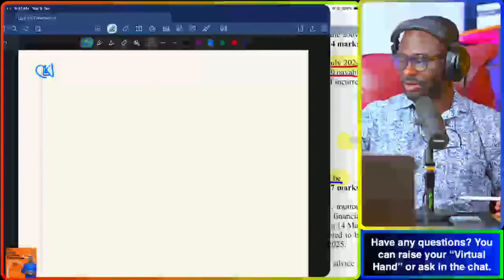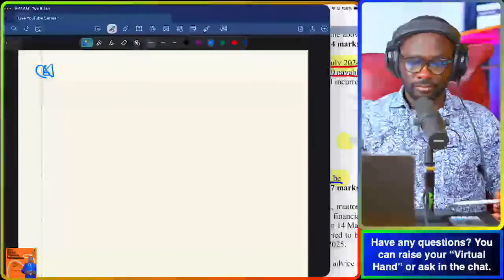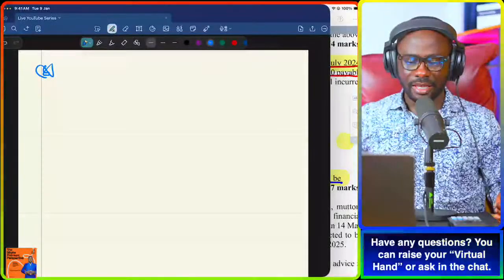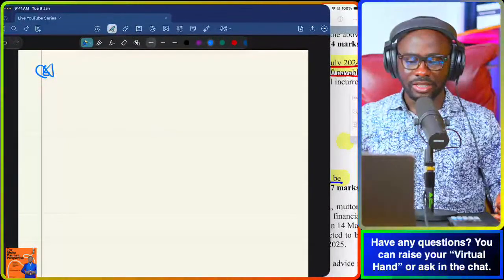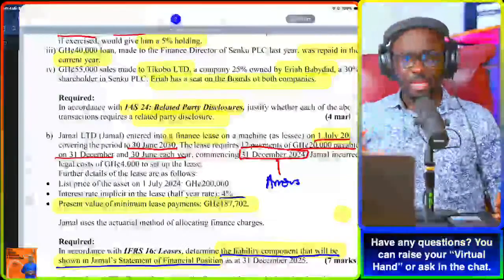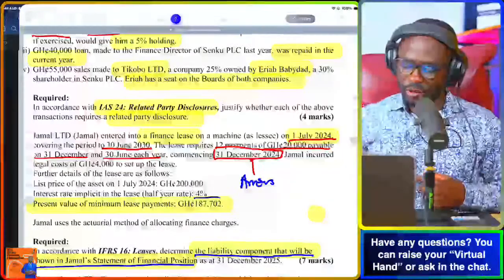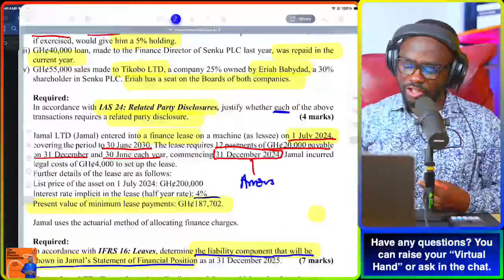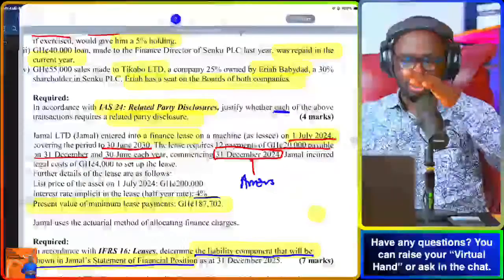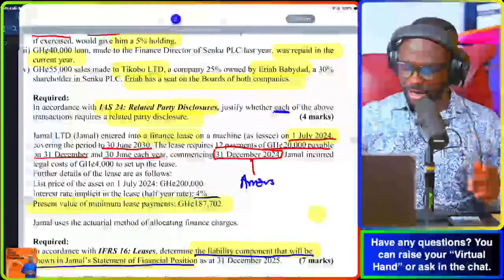I'm seeing a question coming up here. Ruth said, can you pull all together and say it is related party and needs a disclosure in the notes? No, you can't do that. You read all of them, then you put the answer together? No, you don't do that. Because the requirement of the question said, justify whether each of the above. So you have to write for each of them individually. You cannot put them together. All right? You cannot put them together.